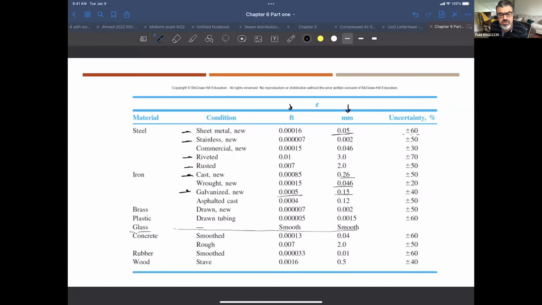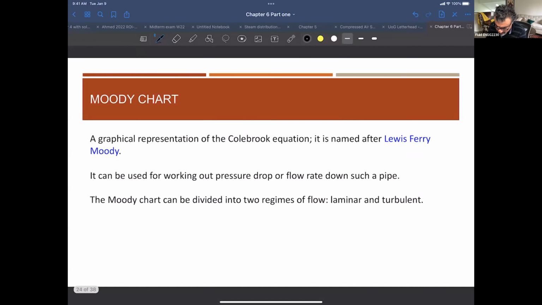Glass can be considered smooth, but again, the roughness here is not zero. We just call it smooth here, and in a few seconds I will tell you why we refer to smooth as glass and use it for different kinds of charts. Concrete, rubber, wood, all this material roughness is given in these tables.